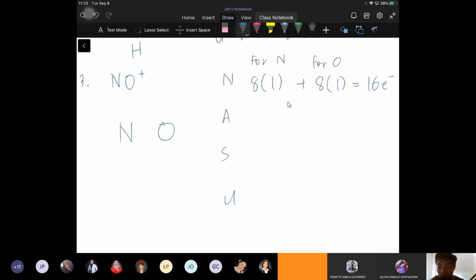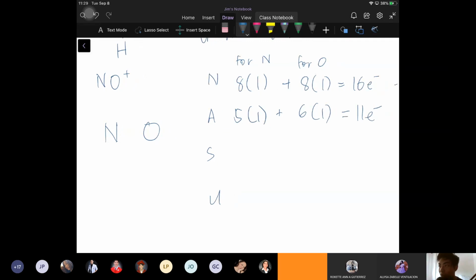So, sa available, we are pertaining to the valence electrons. Nitrogen, 5 valence electrons times 1. Oxygen is in the group 6, so 6 valence electrons. Ito ngayon. Pagdating nyo sa available, pag nakita nyo, odd number yan. 11 yan eh. So, add yan, di ba? You may want to check your molecule una.